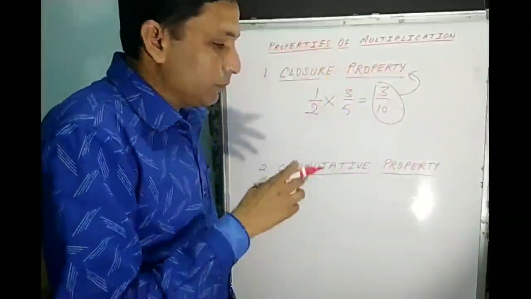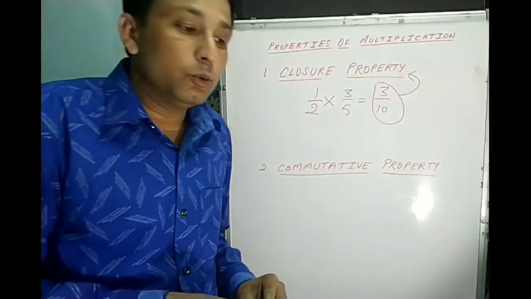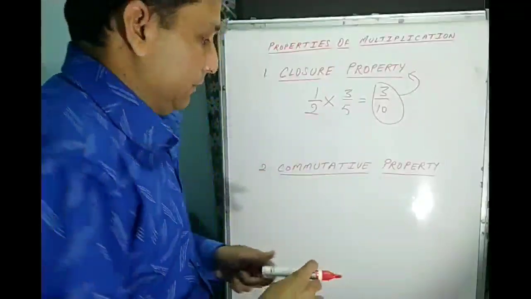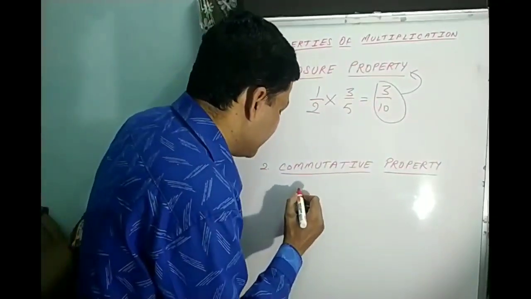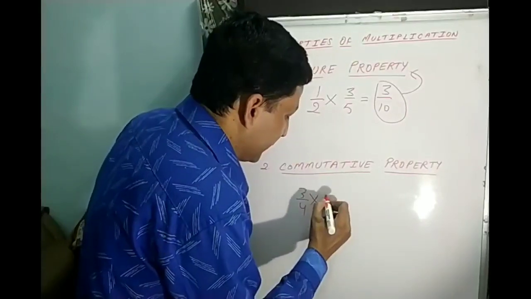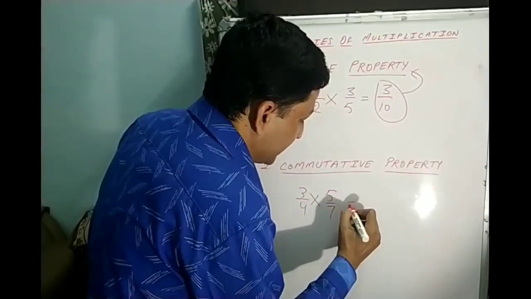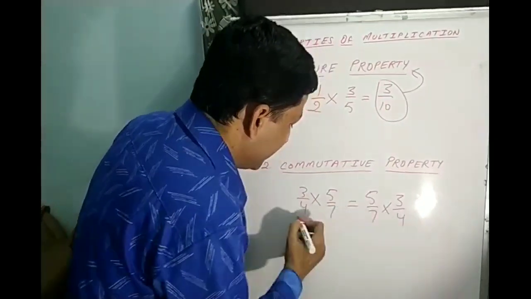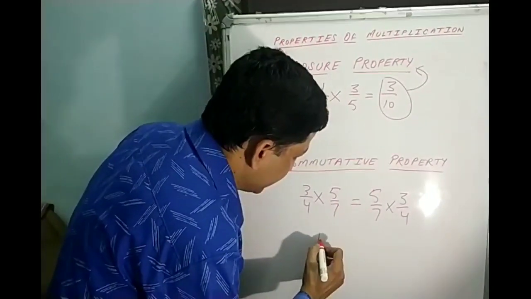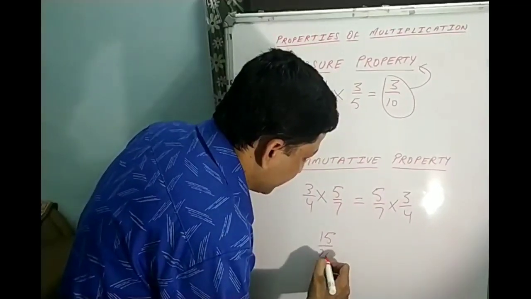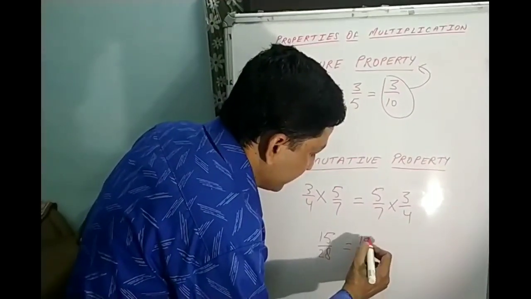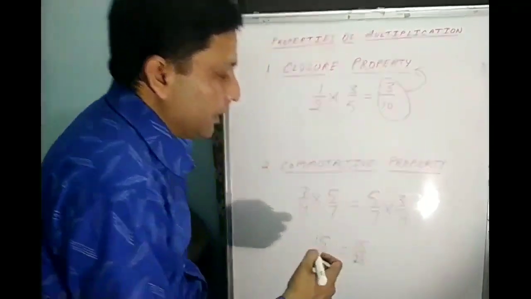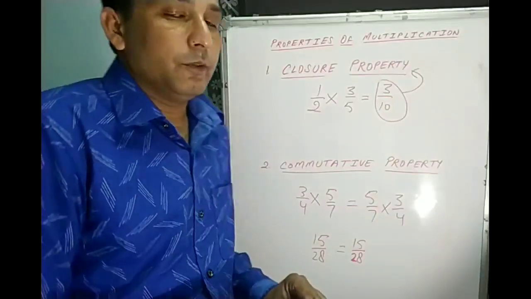Now moving on, commutative property. What is commutative property? Two rational numbers can be multiplied in any order. We get the same answer. Let us take another example. 3 upon 4 multiply by 5 upon 7 is equal to 5 upon 7 multiply by 3 upon 4. Here after multiplying we will get 3 5s are 15, 7 4s are 28 is equal to 5 3s are 15 and 7 4s are 28. So here you can see that both answers are same. This property is known as commutative property.